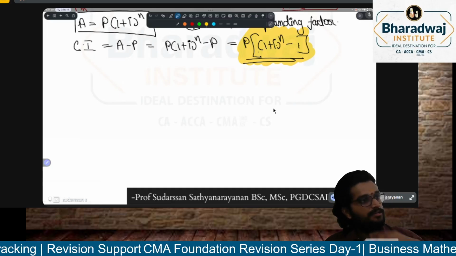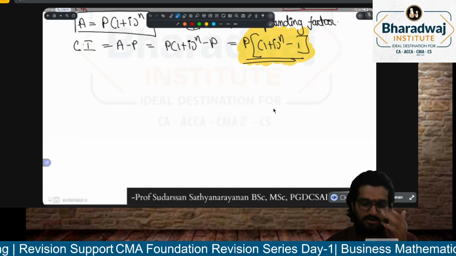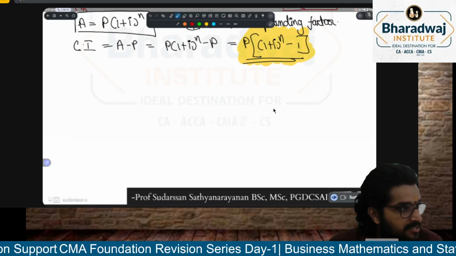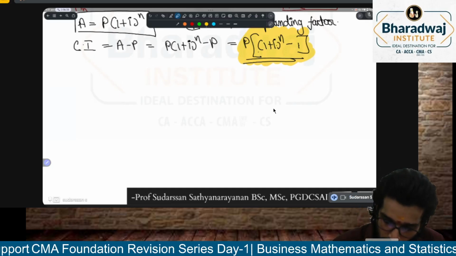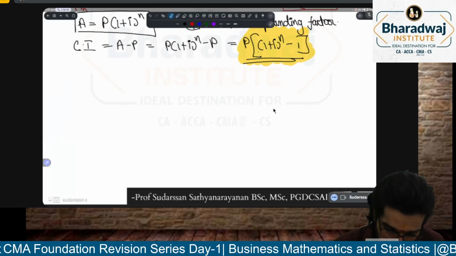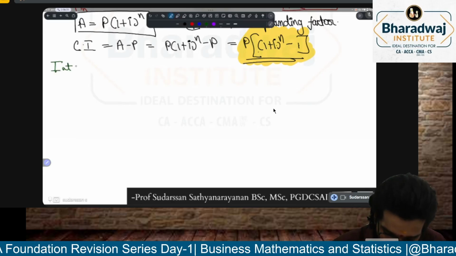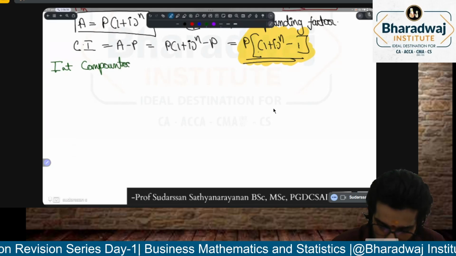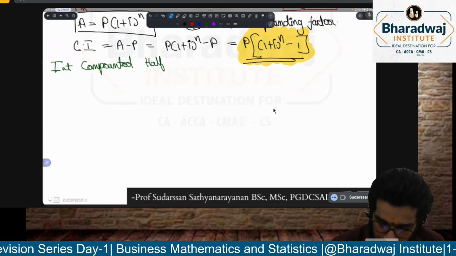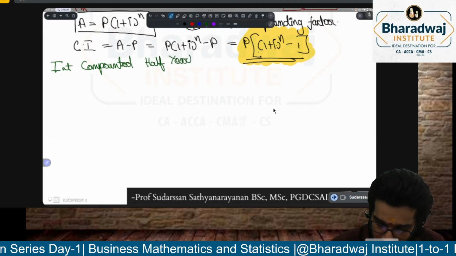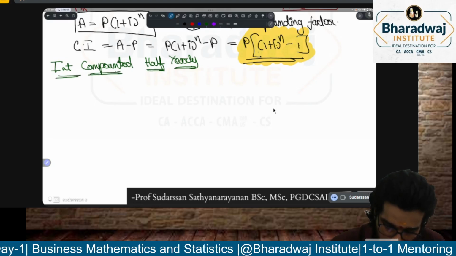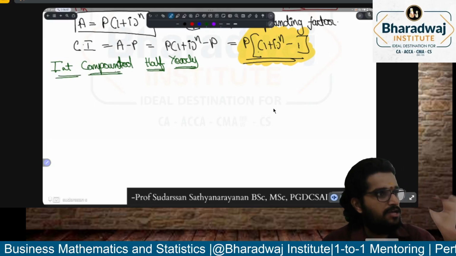So the bank has started using, instead of the per annum concept, a half yearly concept. So we call it interest compounded half yearly. What does it mean? For every 6 months, the bank will pay you interest.